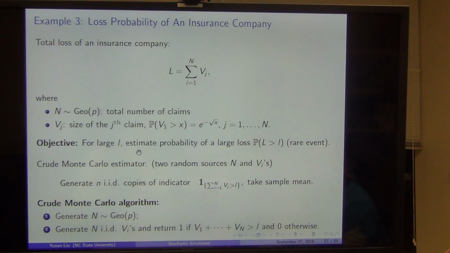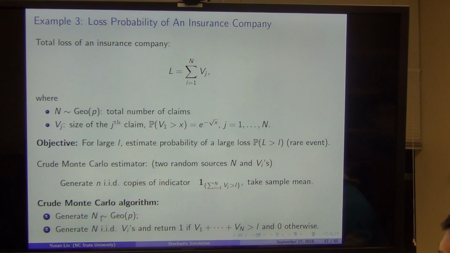Objective: for a large L, let's say L is equal to 1,000,000, estimate the probability of a large loss, which is a rare event. What is the probability that L is greater than a large number here? Rare event, right? For the crude Monte Carlo estimator, you're going to generate n i.i.d. copies of an indicator, and the indicator equals 1 if this summation is greater than L and 0 otherwise. And you average this indicator, right? Take the sample mean. This is the crude Monte Carlo estimator, right?